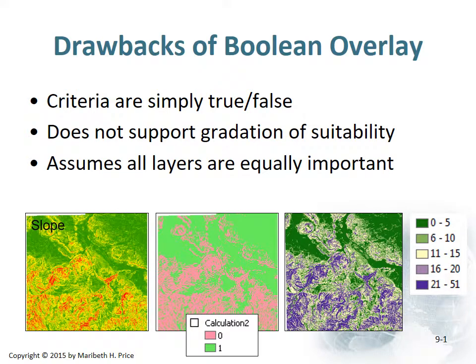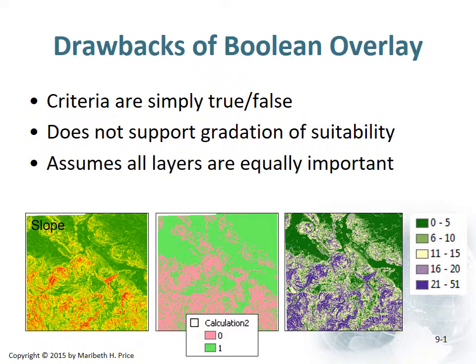Some of the drawbacks of doing a Boolean overlay: we've reduced reality to simple true and false statements and values of ones and zeros. In general, the strict Boolean analysis does not really support the gradation of suitability, although we can overcome that a little bit if we compute scores by adding them together rather than doing the Boolean and. One thing that is definitely the case with both of those approaches is that we assume that all the input data sets are basically equivalent to each other. They're all equally important, and that may not be true.